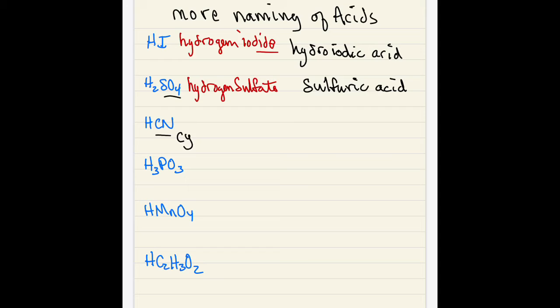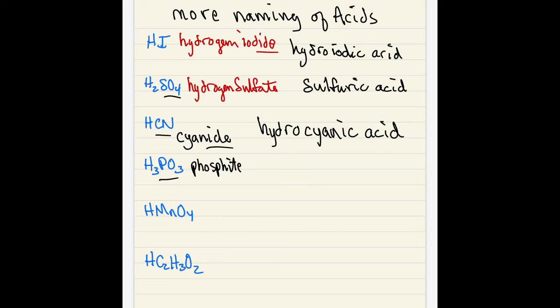CN is the cyanide ion, which again, even though it's a polyatomic, it does end with ide, so hydrocyanic acid. PO3 minus 3 is the phosphite. So this will be phosphorous acid.